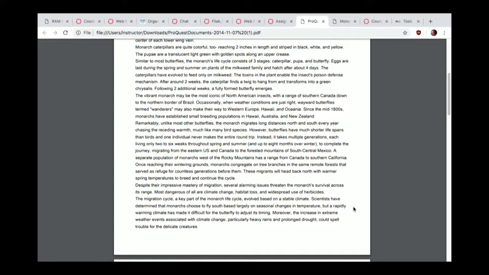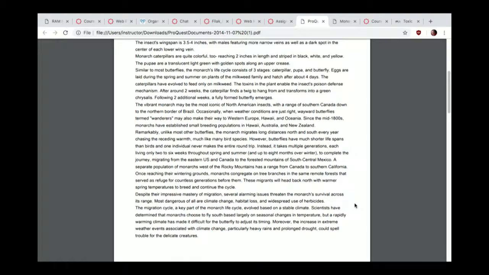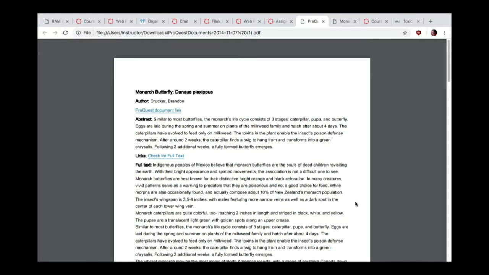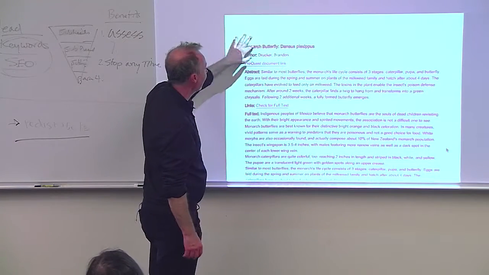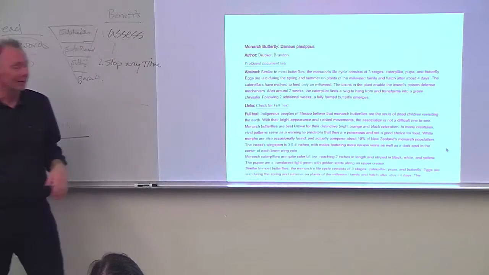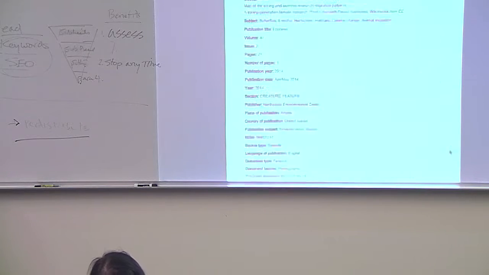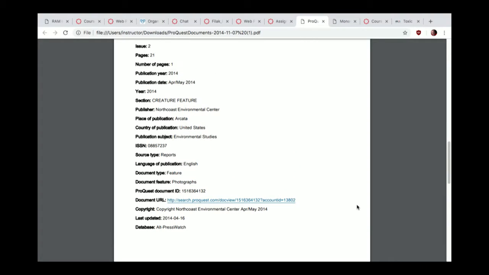So it says here the monarch's life cycle consists of three stages. So you take your information from here and from any other credible web source, and you choose a topic and you write 150 words about it. And of course, you are citing the source of this, which is from Brandon Drucker. And here's the entry on the monarch butterfly, right? With the full publication information at the bottom.